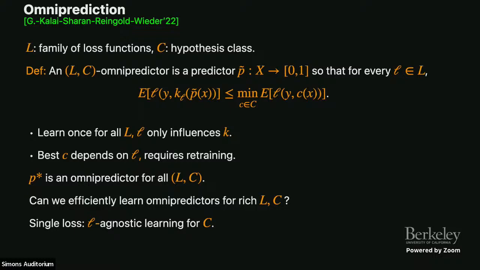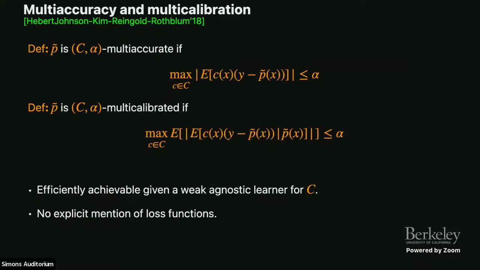Okay, fantastic. So now, I'm going to make this very abrupt segue into multi-accuracy and multi-calibration, which are these multi-group fairness notions, which Michael did a great job of explaining. He also was kind enough to use almost exactly the same notation. But just to remind those of you who may not have been here this morning, a predictor is C alpha multi-accurate if no hypothesis in C has correlation alpha or more with the residual function. The residual function is the labels y minus the predictions p hat.